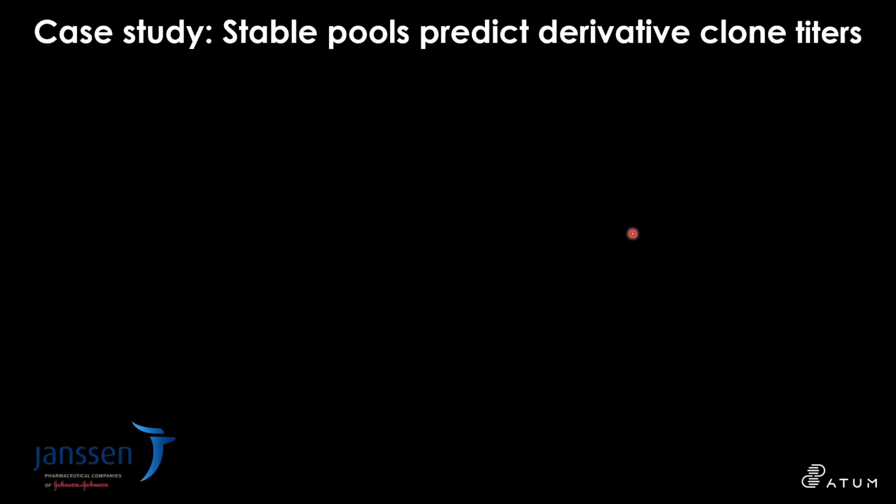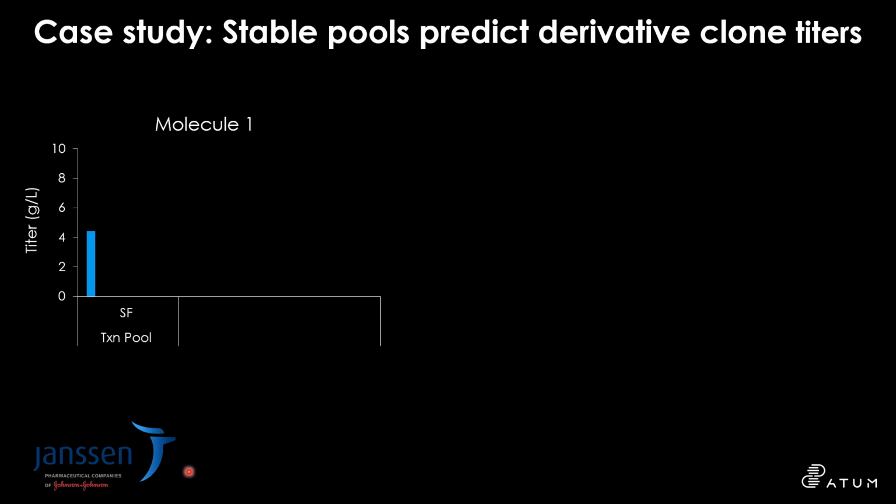This is not only true of our internal programs, but also our external programs, where we see the stable pools actually being very predictive of clonal titers. Here's an example from Janssen, one of our licensees. In this case, the shake flask titer of their pool was about 4.5 grams per liter. And as predicted, the shake flask titer of their clones, again in the 4 to 4.5 gram per liter range.